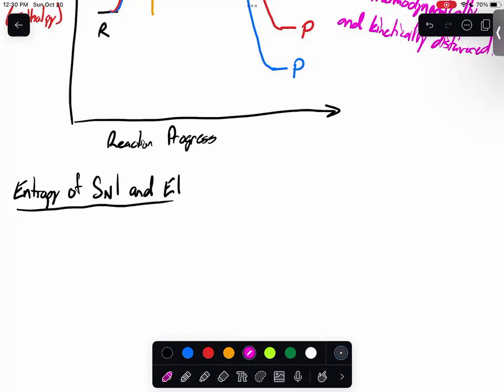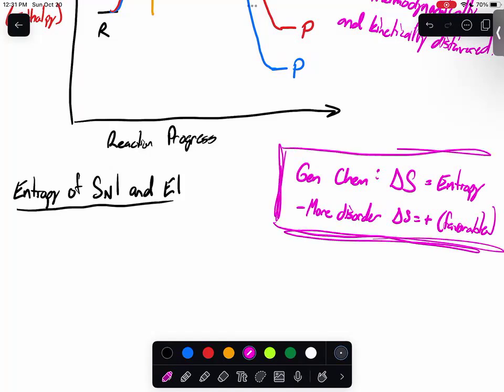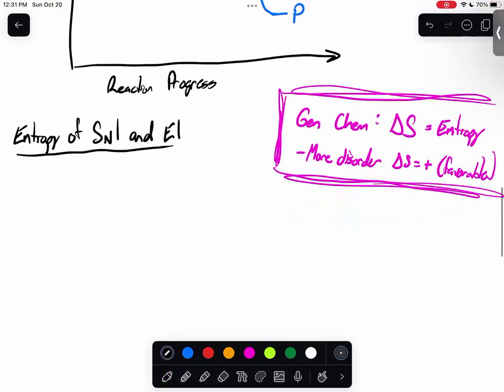So looking at entropy of SN1 and E1, here's going to be a quick blast from the past. In Gen Chem, you talked about delta S, which is the change of entropy. Essentially, what you found was that more disorder led to delta S being positive, which is favorable. There's your blast from the past, because we're going to use that here in just a second. When we look at SN1 and E1, let's think about that step two, because step one is always the same.